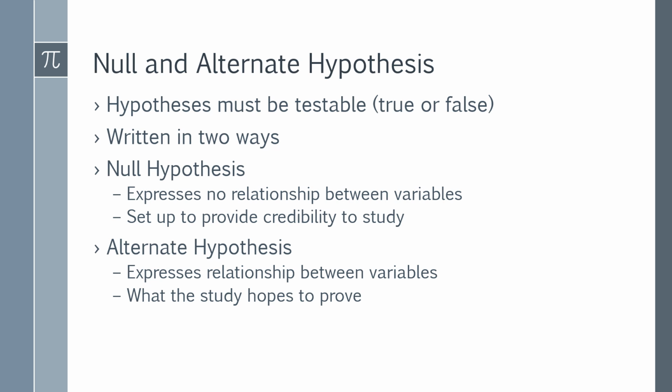The alternate hypothesis is written so that it does express a relationship, where A does have an effect on B, and that's what we're trying to prove with the study. Written these two ways, it provides us a way to test this hypothesis for credibility.